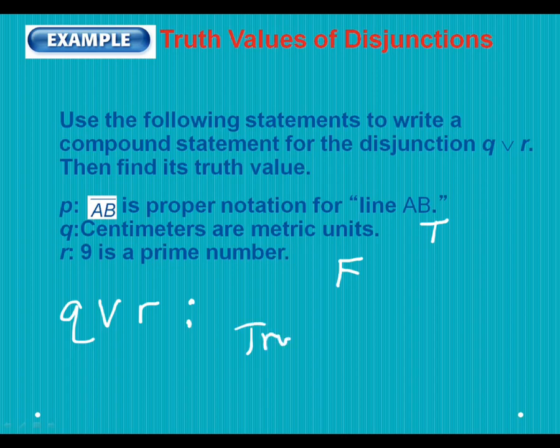It's true. False or true? It's true because when you use or, only one of them has to be true. When you use and, both of them have to be true. Okay? When you use the word or, only one of them has to be true. And I do have one of them true. Q is true. If one of them is true. Right.